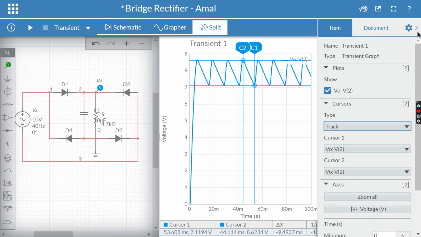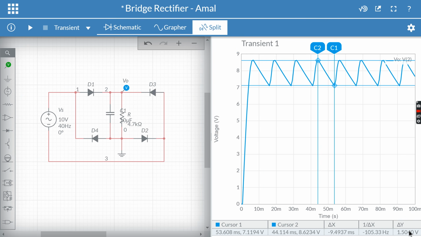Now what will happen here is that delta Y, which we can read from here, is going to give us the value of the ripple voltage. So notice the improvement: the ripple voltage is now 1.5 volts instead of 8.6 volts earlier, without having the capacitor connected.